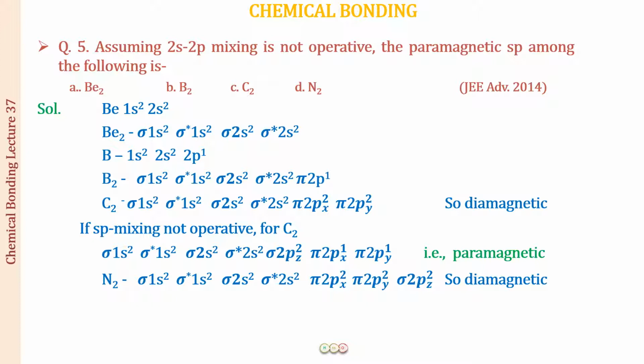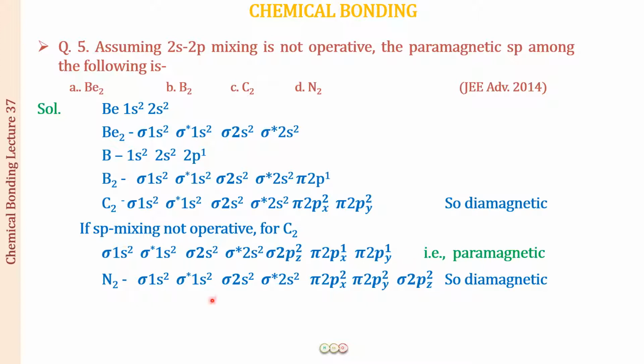The electronic configuration would have sigma 2pz2 filling prior to the pi 2px, pi 2py. So we would have written the electronic configuration as sigma 2pz2, pi 2px1 and pi 2py1, making it 12 electrons. Now if you see over here, we have two unpaired electrons and the molecule has become a paramagnetic species. Okay, so this is the answer, but let us look at N2 as well.